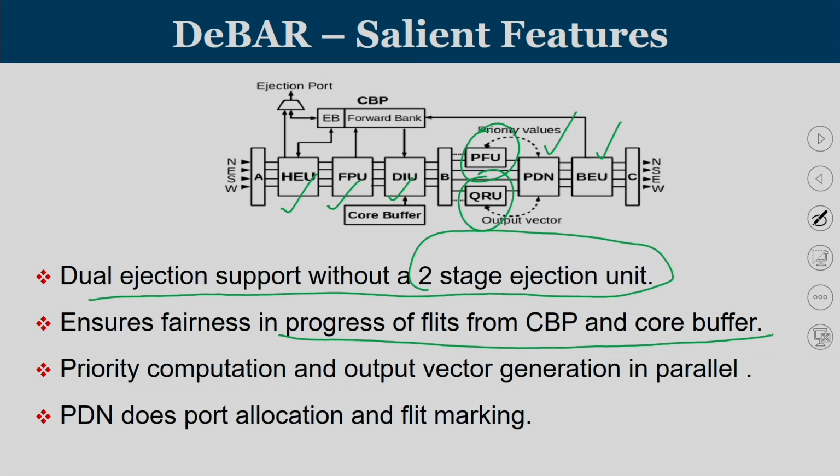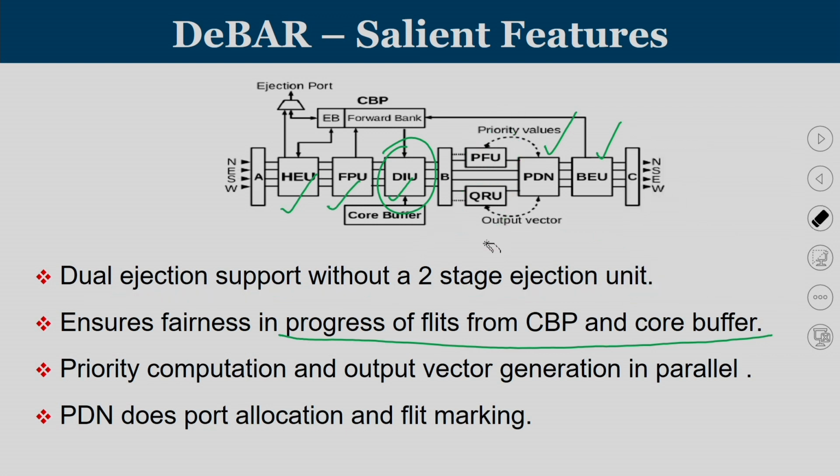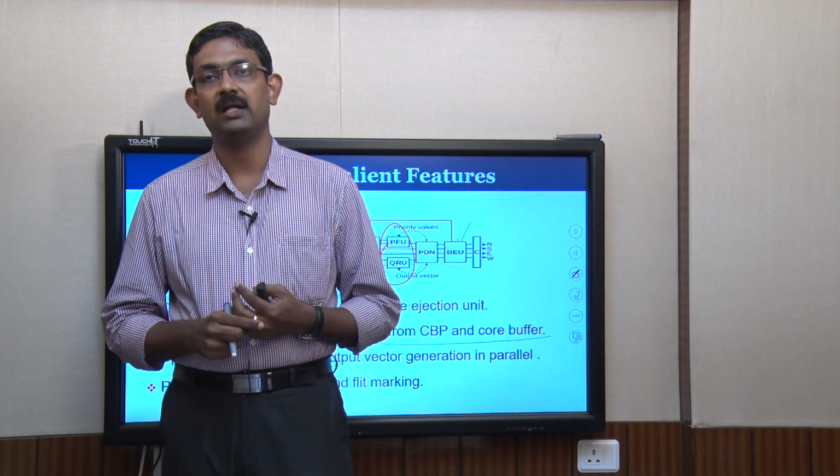So, since we are having a dual injection unit, that will take care of progress of flits from both the side buffer as well as the core buffer, and then the priority computation and the output vector computation. So, these two things are happening parallelly. Since these two things happen parallelly, it is going to save a little bit of time, and PDN port allocation is done with the help of a flit marking scheme, and that is going to help the overall port allocation.